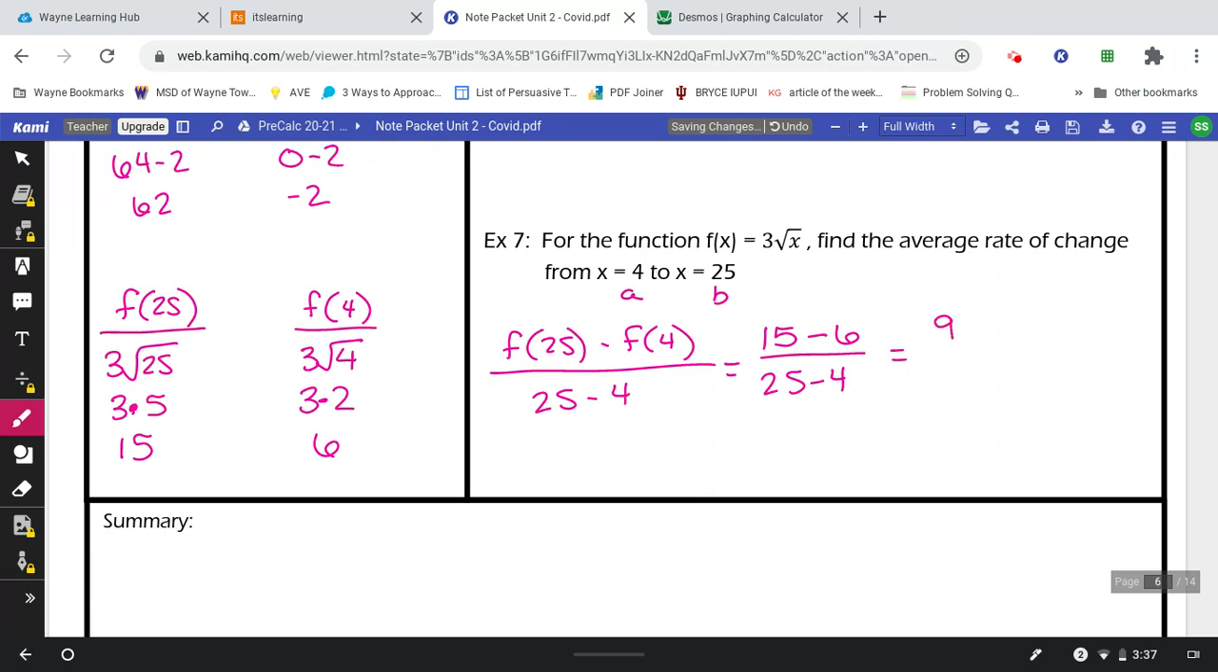That gets me 9 over 21. That doesn't divide into a whole number, but it does reduce. I'll reduce it by 3, getting me a final answer of 3/7. So sometimes you do end up with a fraction for average rate of change. If you have questions, let me know.